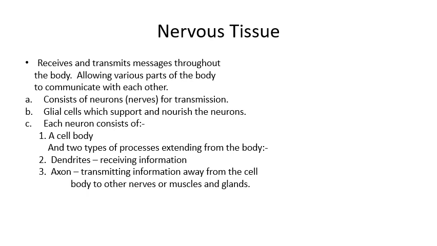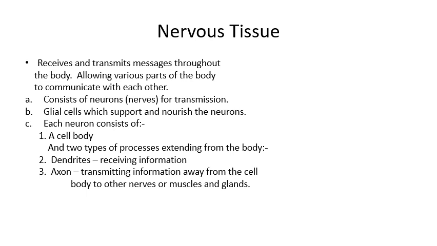Each neuron or nerve consists of a cell body, which has a nucleus in it, and two types of processes which extend from the cell body. We have dendrites and an axon. The dendrites receive the information from different parts of the body, and this information needs to be passed on to other parts of the body. So it moves through to the axon, and the axon transmits the information away from the cell body to other nerves or muscles and glands.